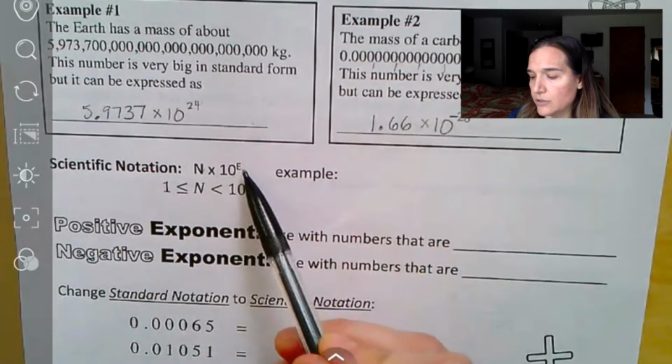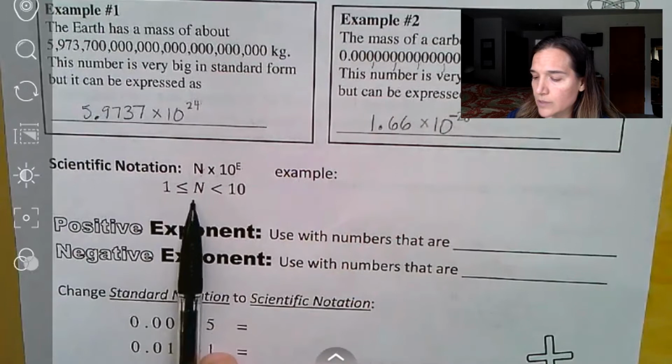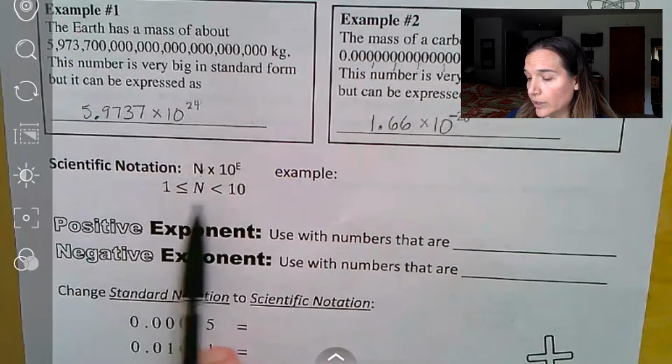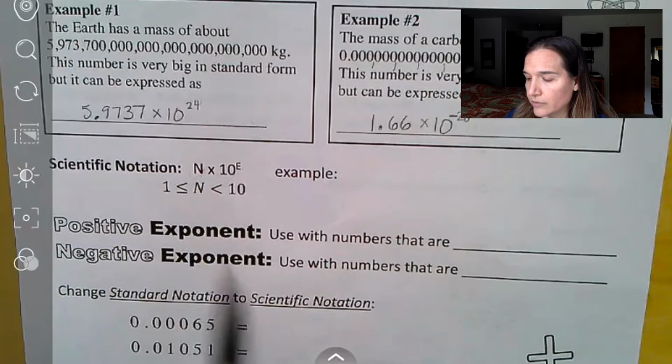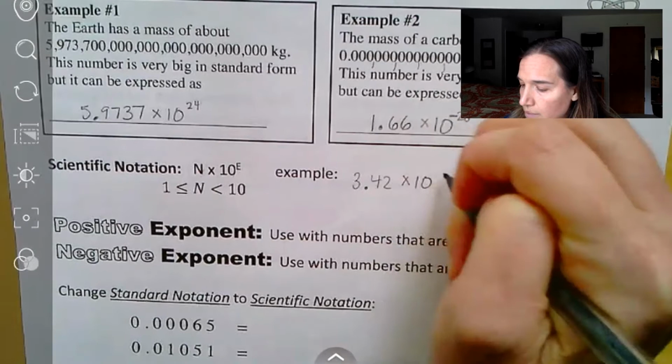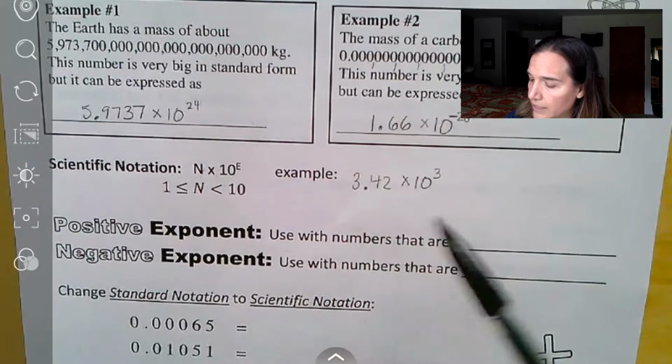And the n, the number you see here specifically, has to be between 1 and 10. It could be equal to 1, has to be less than 10. So 9.99998 is still less than 10. That would work. So again, the number here has to always be in this single digit form. So if you had 3.42 times 10 to the third power, there you go. A number between 1 and 10 times 10 to the whatever the exponent is.